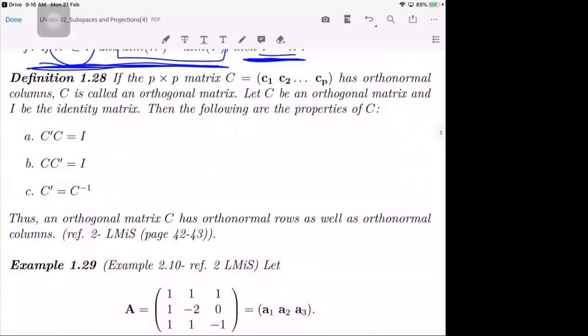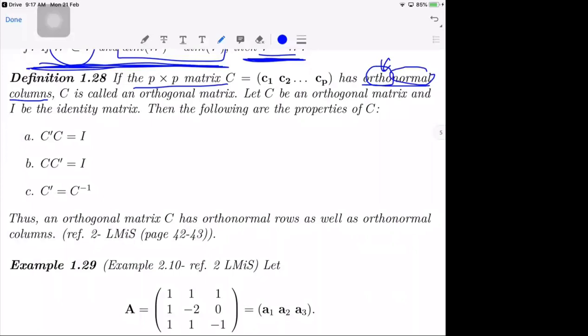Okay. Next, if you have a square matrix C, and it has orthonormal columns, so the columns are orthonormal. Again, ortho means the inner product with other vectors is equal to 0, and normal means the inner product with itself is equal to 1. Then we call this C an orthogonal matrix. If it is only orthogonal, the vectors are not normalized.